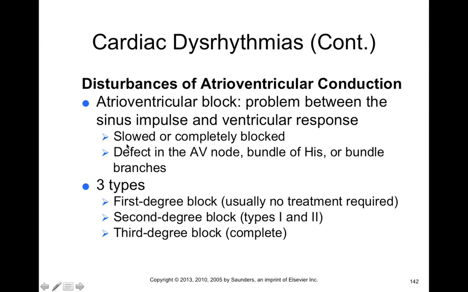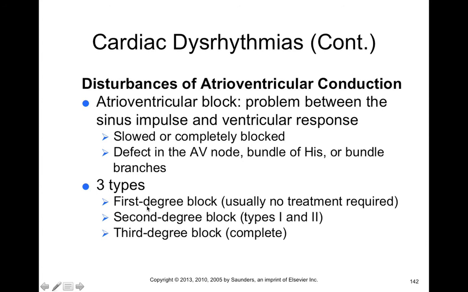Now with blocks, it can be either slowed or completely blocked, where if they're slowed, it just could be where electrical activity just takes longer to get to the ventricles, or if they're completely blocked, it could be where the atria and ventricles just have electrical activity that does not communicate. This can come from defects in nodes, bundle His, or bundle branches. And there are three main types of block. We've got first degree, second degree, and third degree block.